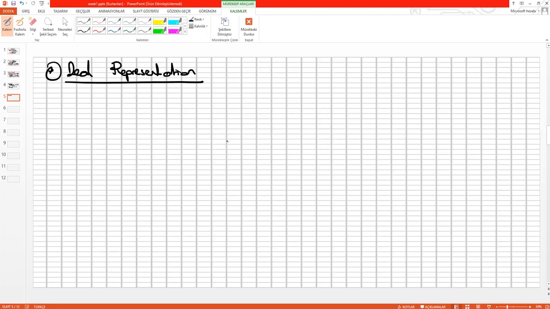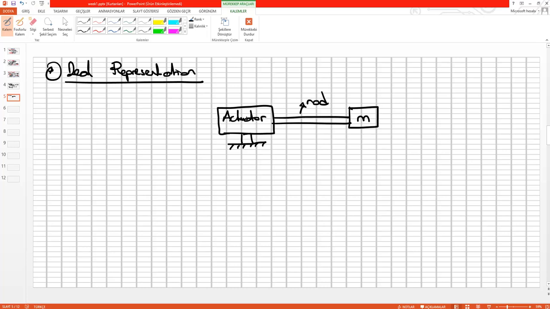For example, if we have a mechanical system like this one, we have designed the actuator in here, okay? And in order to interact the actuator with some mass, we should utilize the rod, right? We need to use it.